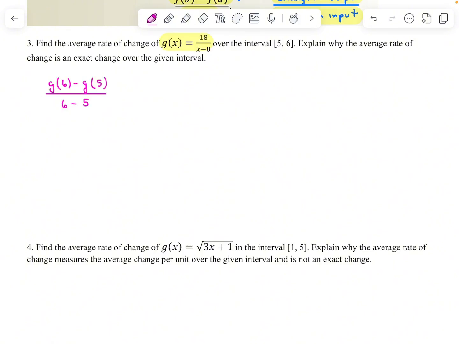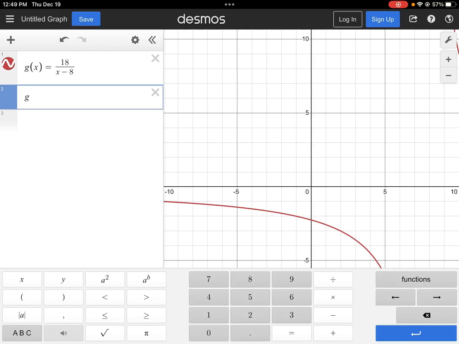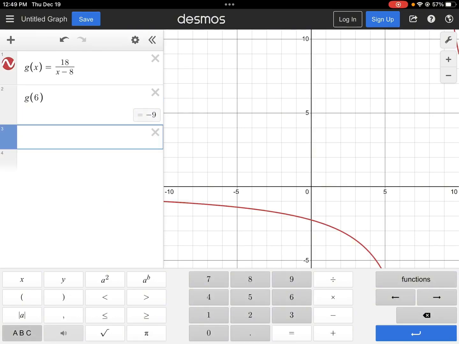And I'm going to use Desmos to evaluate g of 6 and g of 5. I've gone ahead and entered the function into Desmos, and now all that's left to do is evaluate this function when x is 6 and when x is 5. So we have g of 6 is negative 9, and g of 5 is negative 6.